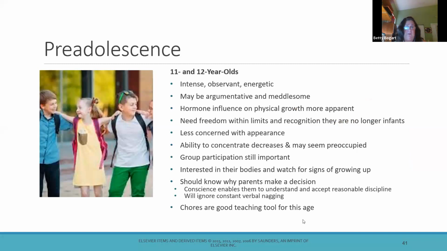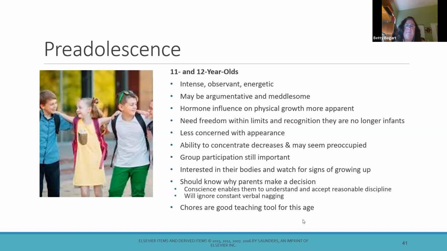11 and 12-year-olds: intense, observant, energetic, argumentative. I mean, they're getting almost to adolescence, right? Doesn't it sound like that right there? Again, why? They're starting at that pre-menstruation. It's part of that growing up at this time, and puberty. It's almost there. They say puberty is at the end of school age, which is at 12 years old.